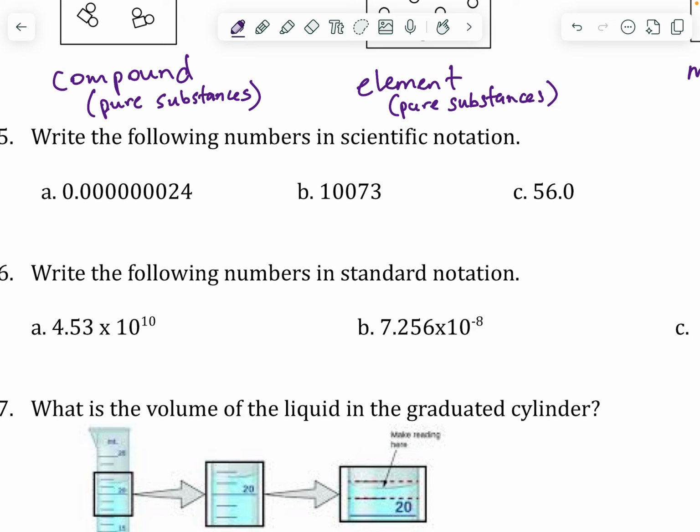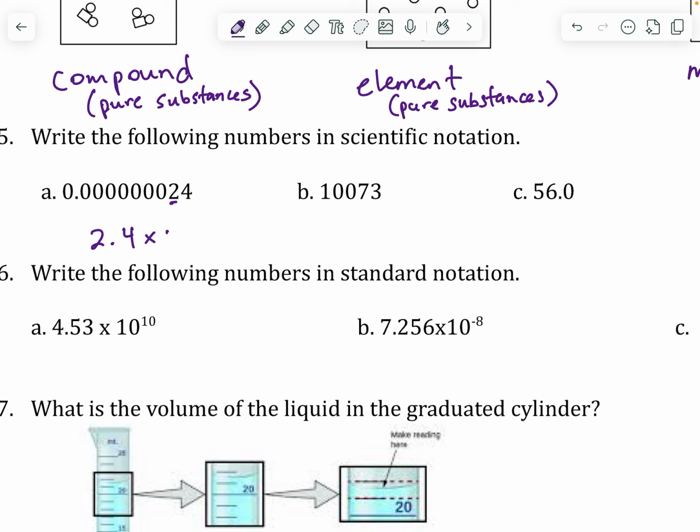So when I see this first one for A, the first non-zero number I see is 2, so my decimal is going to go after 2 if I want to change this into scientific notation. And then I tack on whatever other numbers I have to the right of it based on when I see my last non-zero number. So in this case, it's just 4. If there were zeros past it, I would also include those. I don't have to include the ones prior.